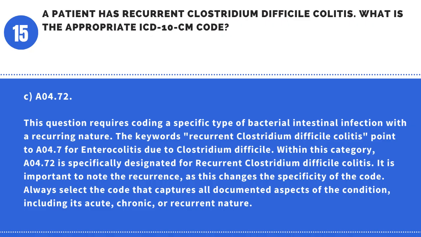This question requires coding a specific type of bacterial intestinal infection with a recurring nature. The keywords recurrent Clostridium difficile colitis point to A047 for enterocolitis due to Clostridium difficile. Within this category, A0472 is specifically designated for recurrent Clostridium difficile colitis. It is important to note the recurrence, as this changes the specificity of the code. Always select the code that captures all documented aspects of the condition, including its acute, chronic, or recurrent nature.